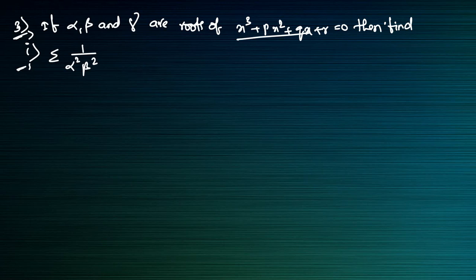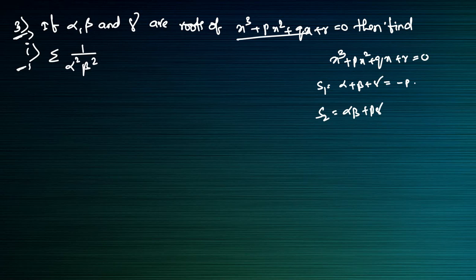Now the first question is here. The given equation is x cube plus px square plus qx plus r is equal to 0 here. So from this, s1 is equal to alpha plus beta plus gamma, we can write it as minus b by a. So minus p will come here. Now s2 is equal to alpha beta plus beta gamma plus gamma alpha is equal to how much? c by a. c is equal to q, a is equal to 1 only. So s3 is equal to alpha beta gamma is equal to minus d by a. So d is equal to r, minus d by a means minus r will come here.